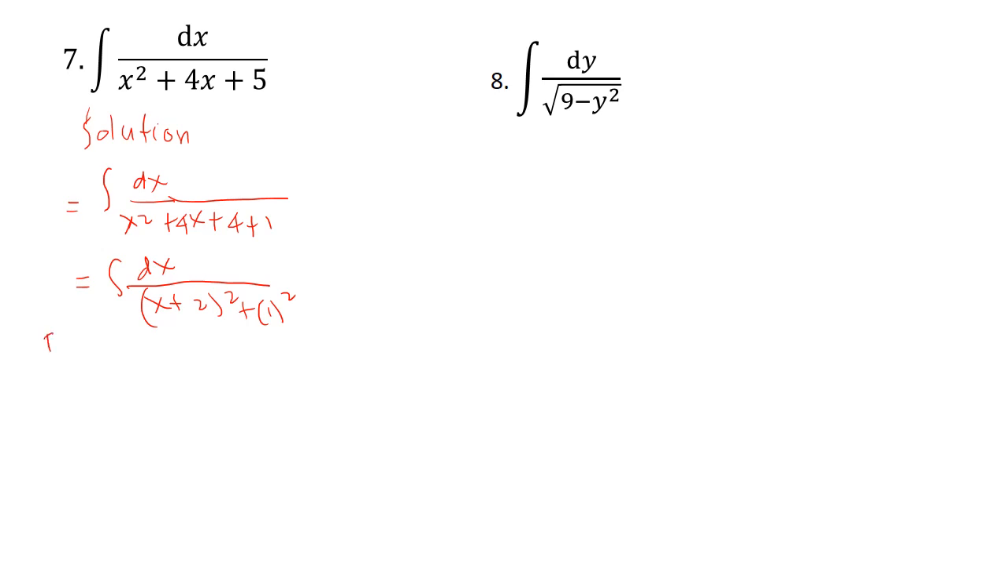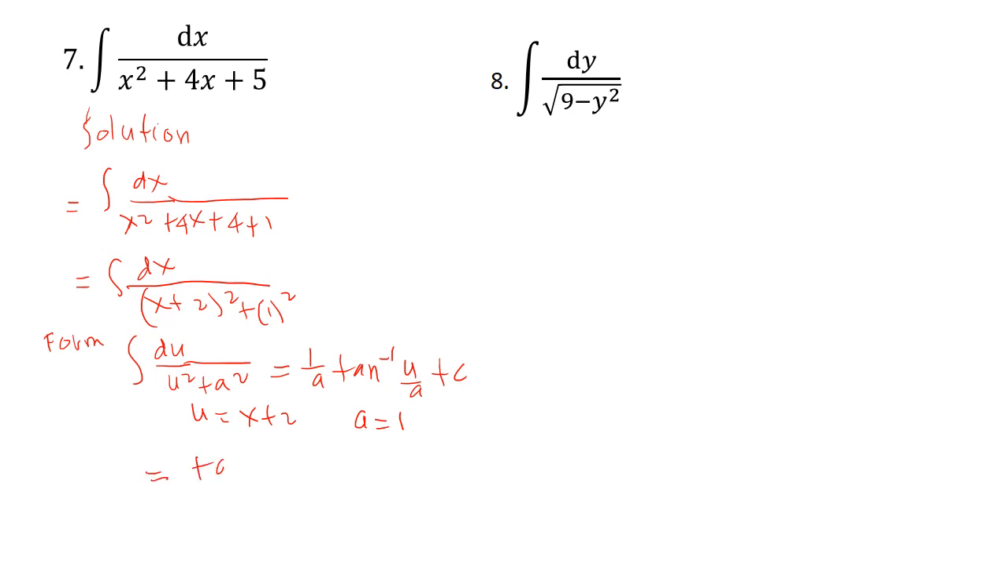So the form is integral of du over u squared plus a squared, which equals 1 over a arctangent u over a plus c, where your u equals x plus 2, your a equals 1, so it is equal to arctangent (x plus 2) plus c.